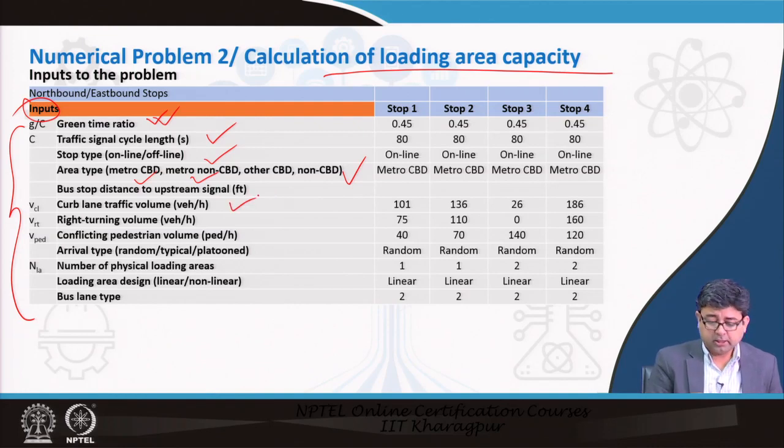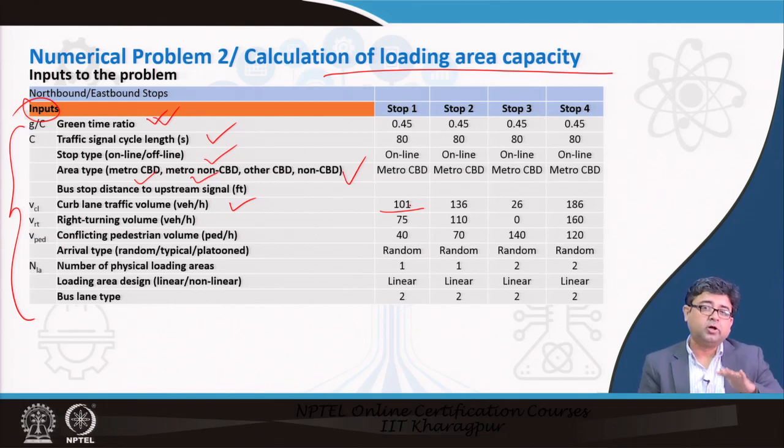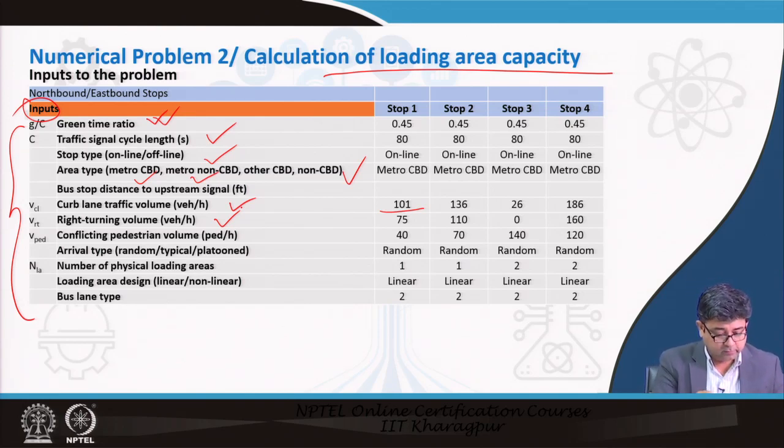Then you have to know the curb lane traffic volume, curb lane only, right. If there are multiple lanes, all you have to know is the traffic volume on the curb side lane. The right turning volume, in our case the left turning volume, because we have free left. Those vehicles turning left may affect the loading area capacity of the buses. Since this example is taken from the United States, they have right turning volume conflicts, we have left turning volume conflicts. So, in our case this will be left turning volume.